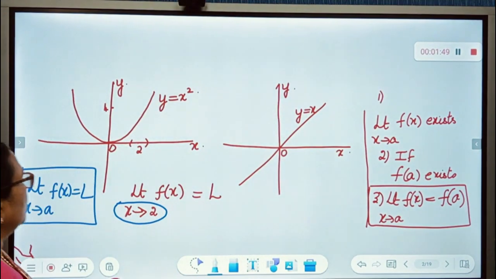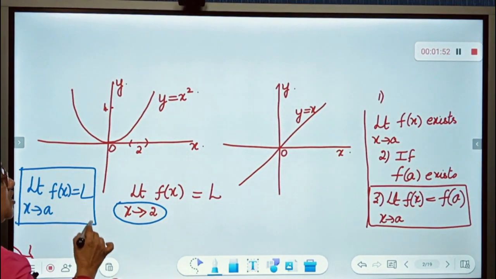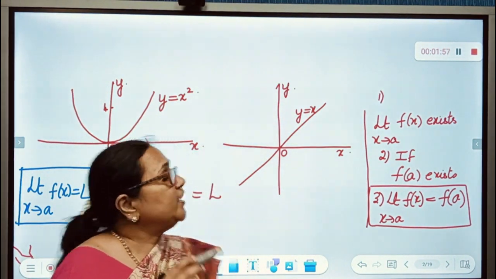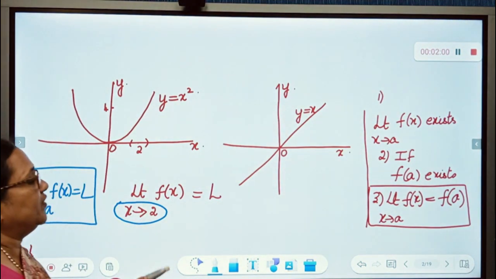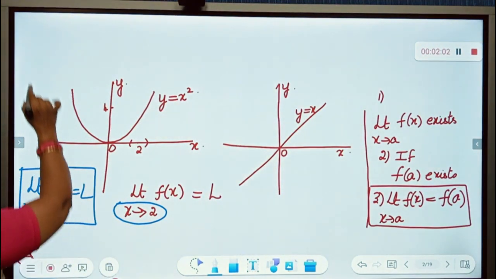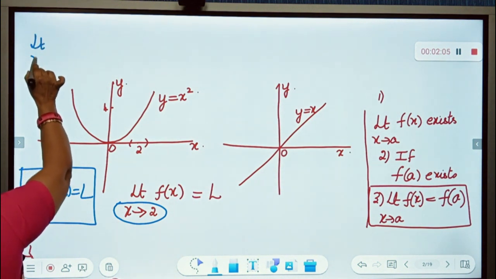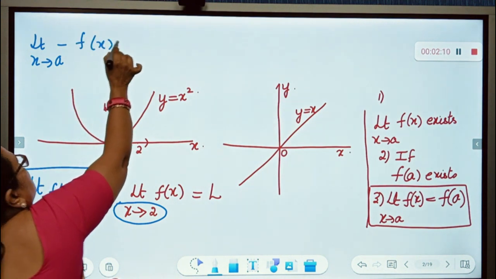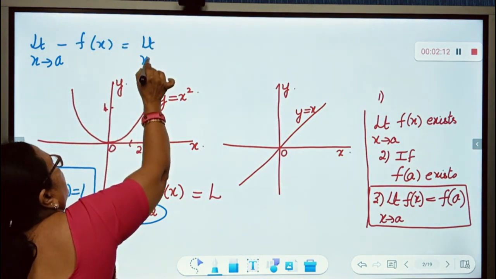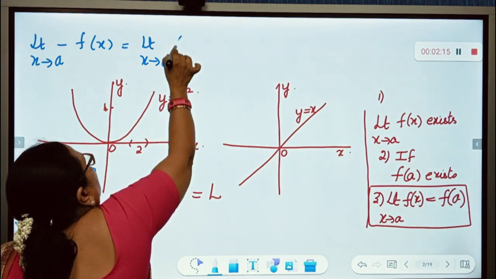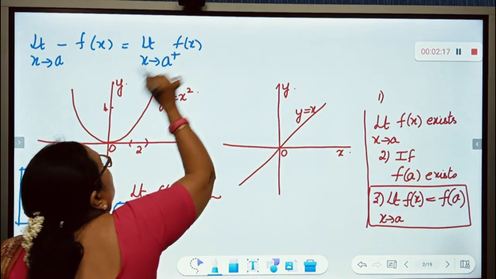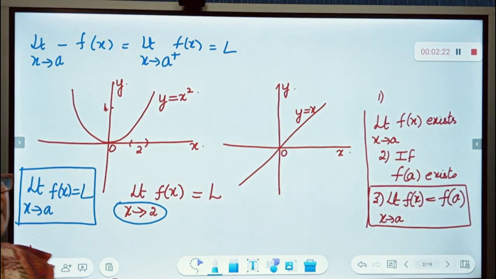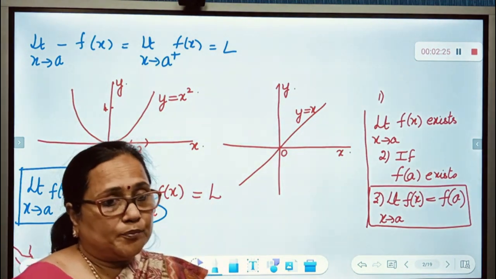Now, if limit x tends to a minus of f of x is equal to limit x tends to a plus of f of x, then we say the limit exists. And let L be the limit. That is, L is the value that f of x approaches.